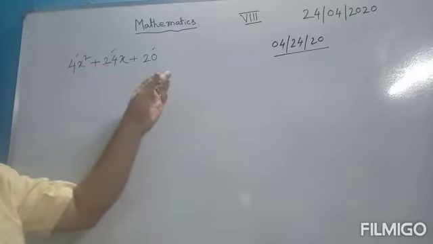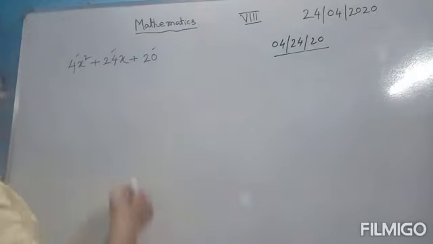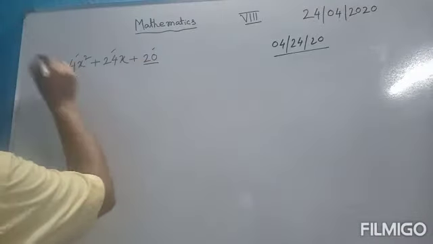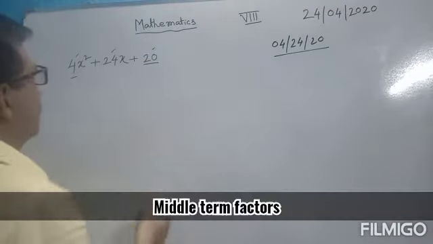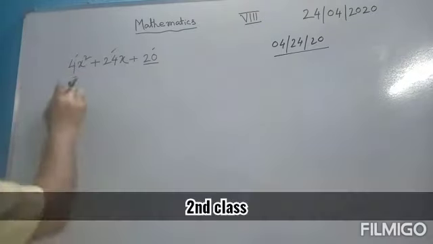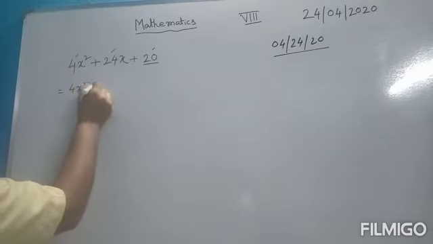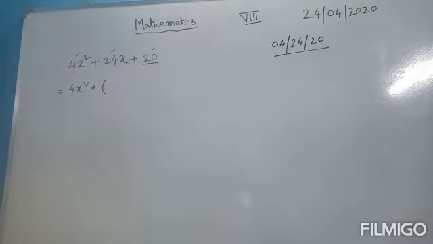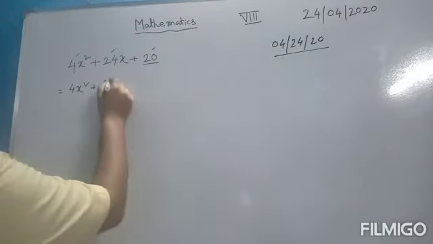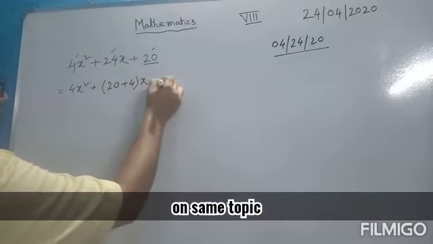How do we solve it? We just have to use the middle term factor. In this case, first we find the factors of 20 and 4, and this 24. It is very easy. This is a plus sign, this is also a plus sign, so we take positive. Very easy sum. This is 4x square plus 24 means 20 plus 4, x, plus 20.